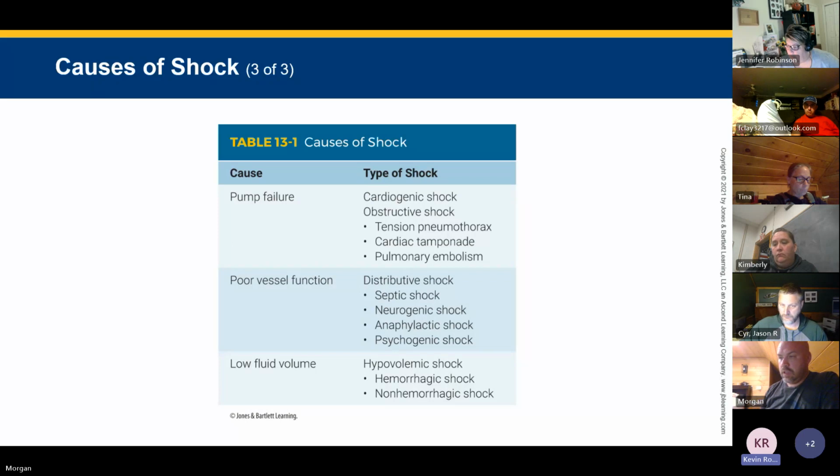You're not having that low fluid volume. That's the vessel function, as in septic shock or neurogenic or anaphylactic. So the psychogenic shock would be more like, hey, someone just passed away in your family you're really close to, or there's a sudden death, and you just take that big hit. Again, we'll go into more detail on these things in a little bit too.